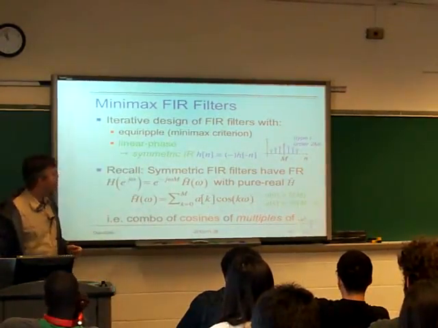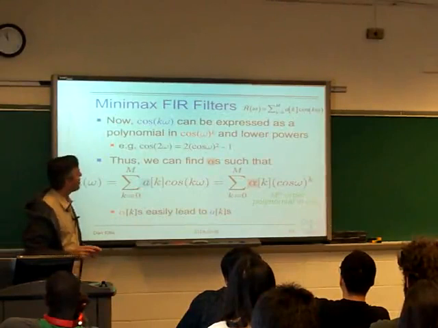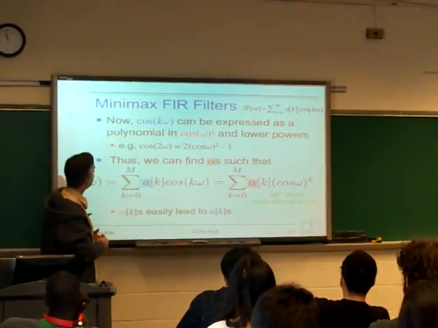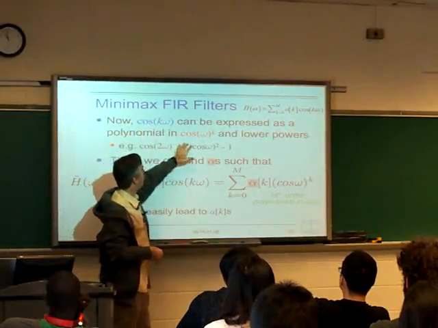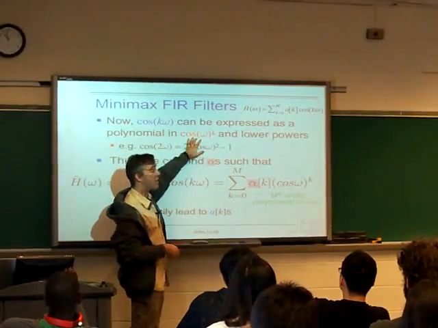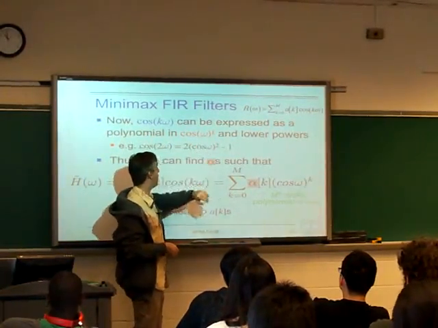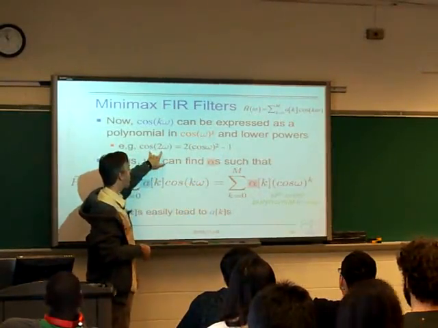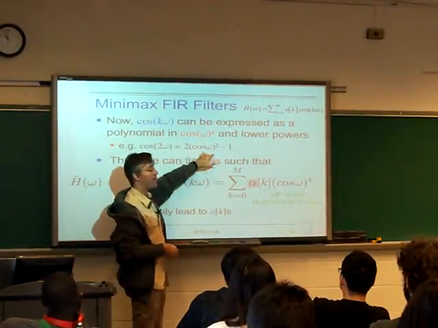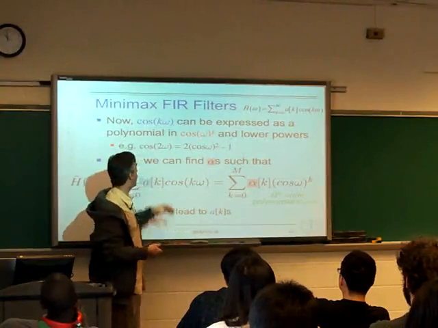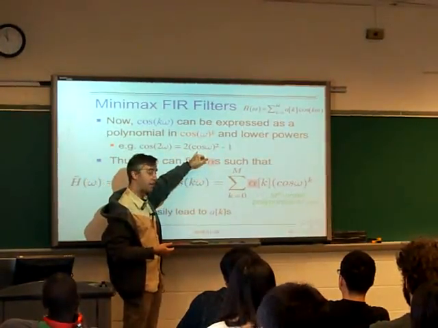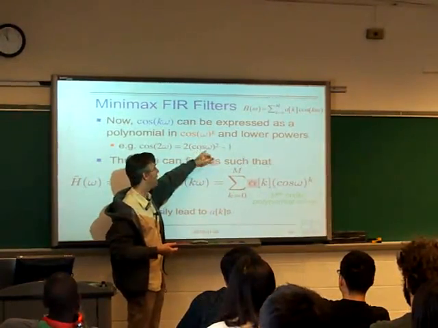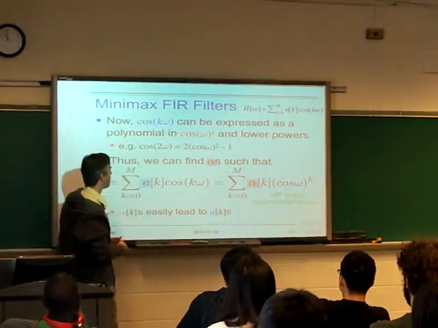So this function, a of k cosine k omega, well, for any cosine k omega, we can write it as a polynomial in cosine omega up to the kth order. We know that cosine 2 omega is 2 cosine omega squared minus 1, and you can go up. The cosine 3 omega is a cubic, a third order polynomial in cosine omega, etc.